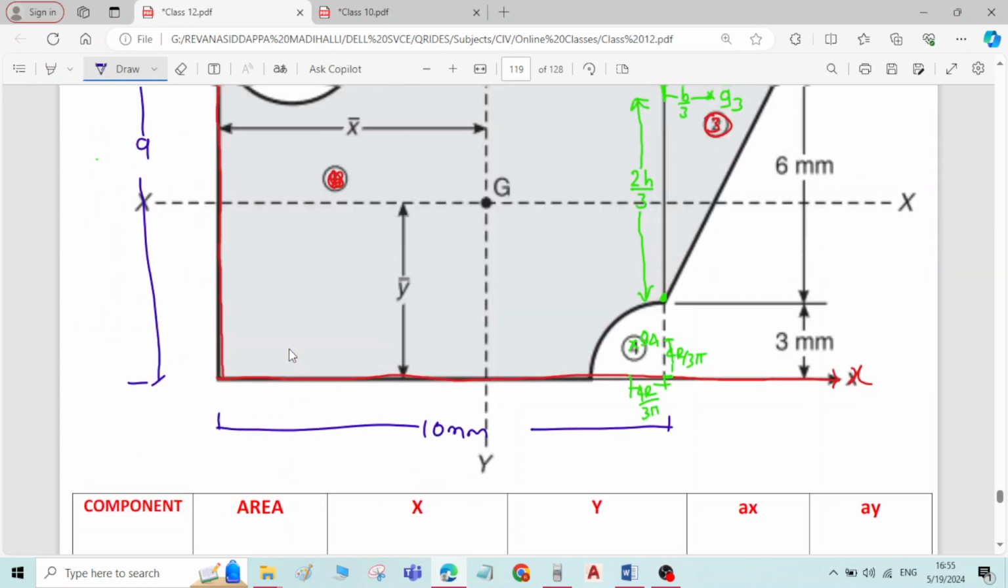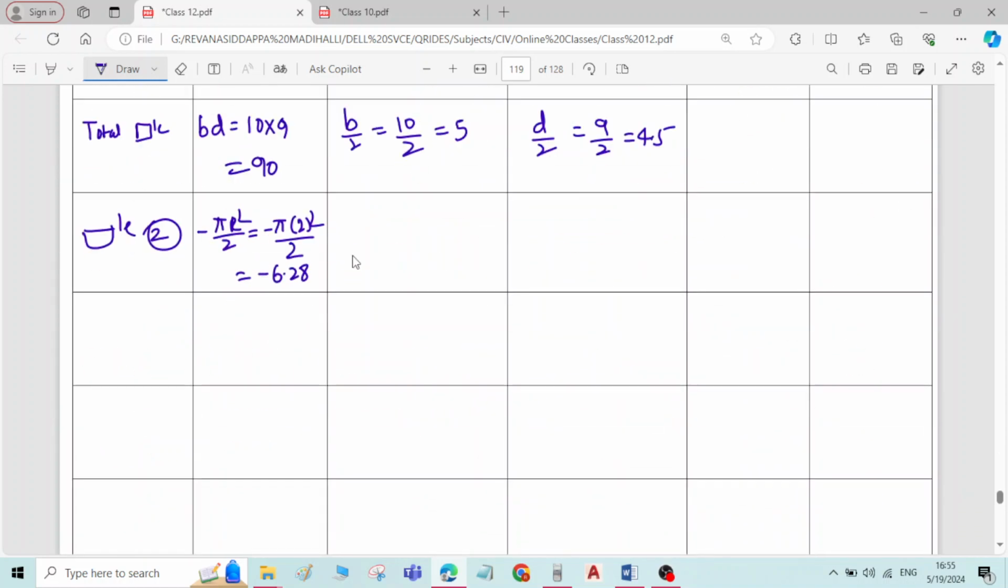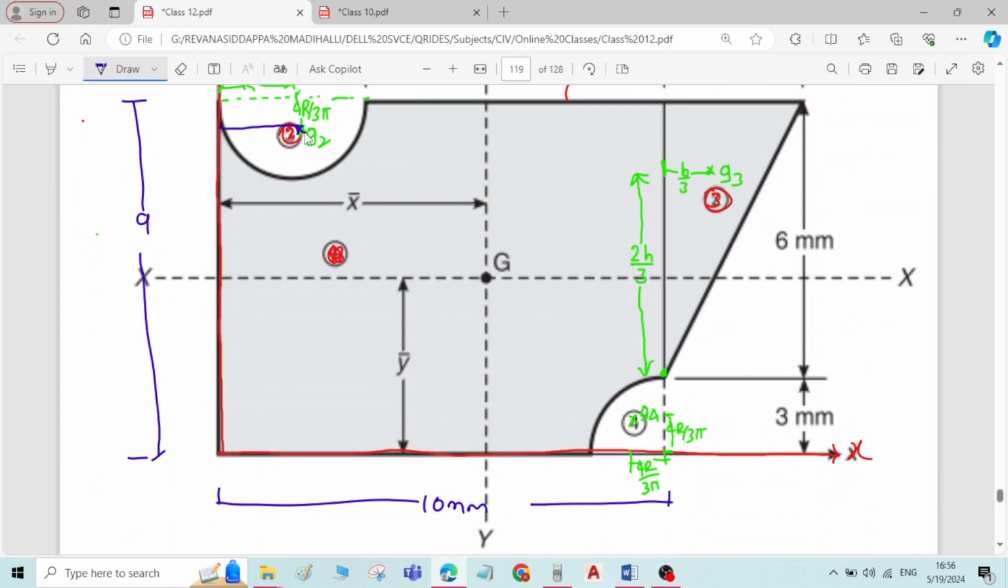Then coming to the x value for semicircle, means distance of this G2 from the reference y axis. This is the x value. It is directly equal to the radius, which is equal to 2 mm. Then the y value for semicircle means distance of G2 from reference x axis, means distance from G2 to here. So this is the y value for semicircle.